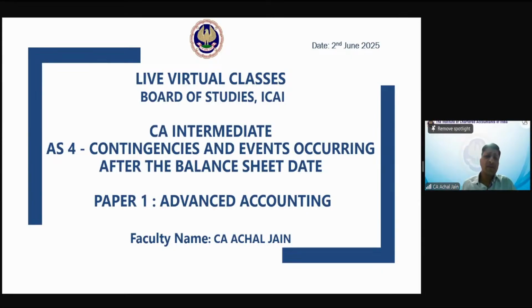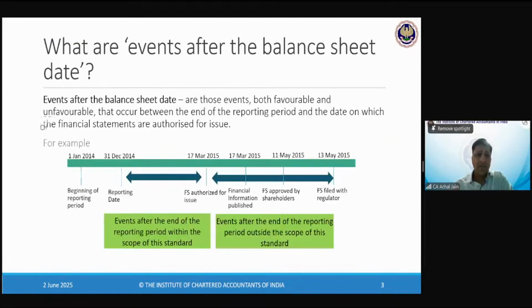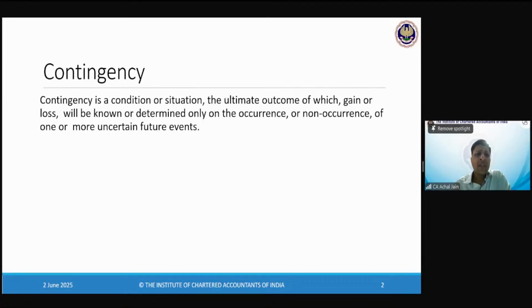Okay, this also touches upon one aspect about the contingencies, which is briefly touched upon in this standard, but it's more about the events which will be occurring after the balance sheet date. Okay, so what is a contingency? You can say it's a condition or a situation, ultimate outcome of which, whether it's a gain or loss, will be known or determined only on the occurrence or non occurrence of one or more uncertain future events. So this is something which is dependent on something happening in future. That's how you will be looking at it.